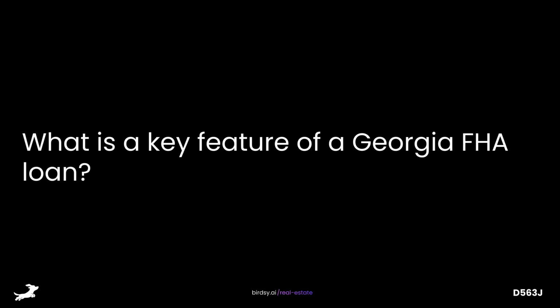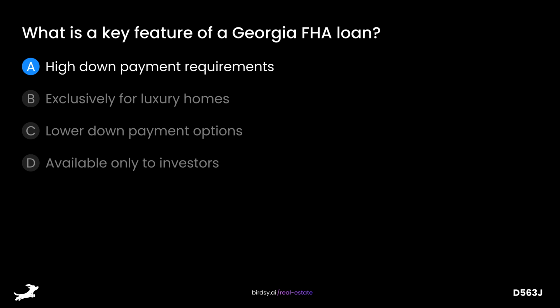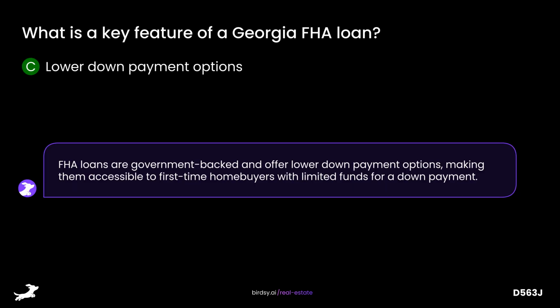What is a key feature of a Georgia FHA loan? Is it A. high down payment requirements, B. exclusively for luxury homes, C. lower down payment options, or D. available only to investors? The answer is C. lower down payment options. FHA loans are government-backed and offer lower down payment options, making them accessible to first-time homebuyers with limited funds for a down payment.